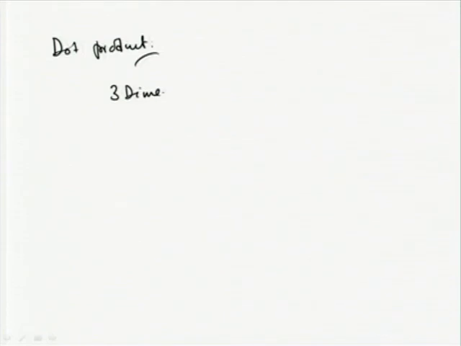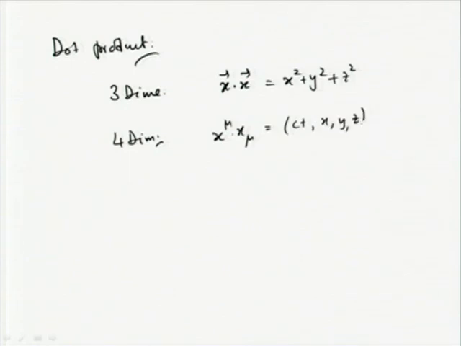In 3-dimensional case, we have x dot x equal to x square plus y square plus z square, and similarly in 4 dimension we have x mu x mu, that is c t, x, y, z dot c t, minus x, minus y, minus z, equal to c square t square minus x square minus y square minus z square.